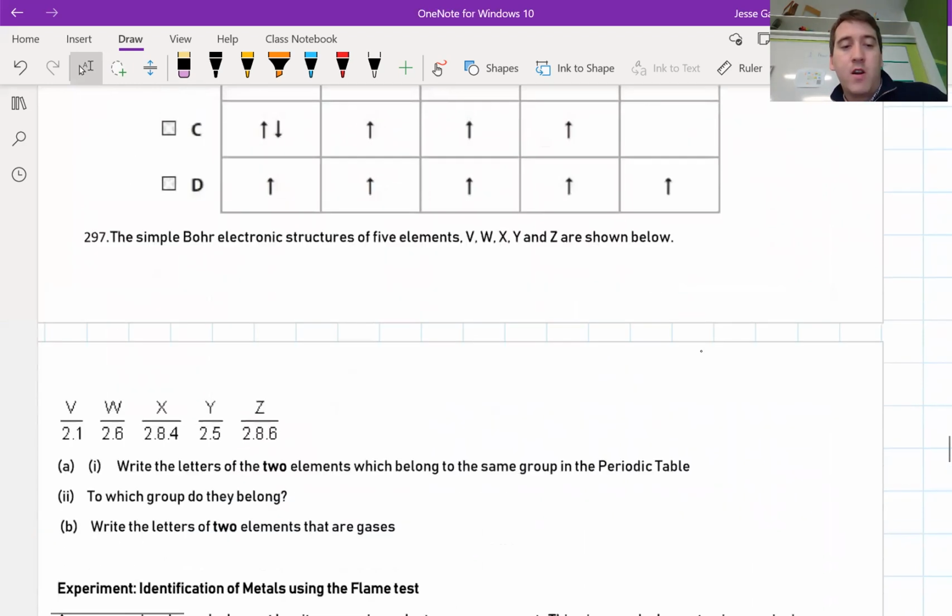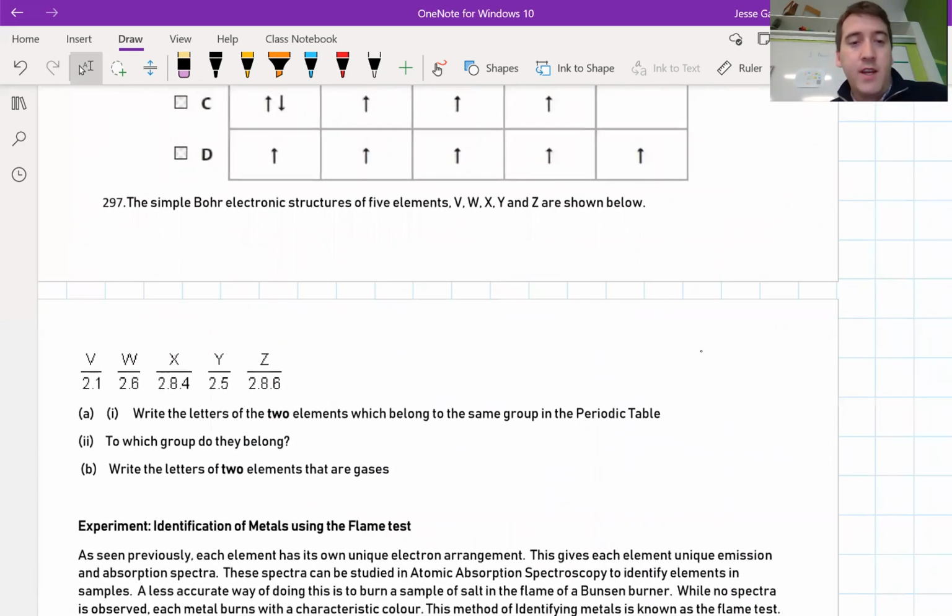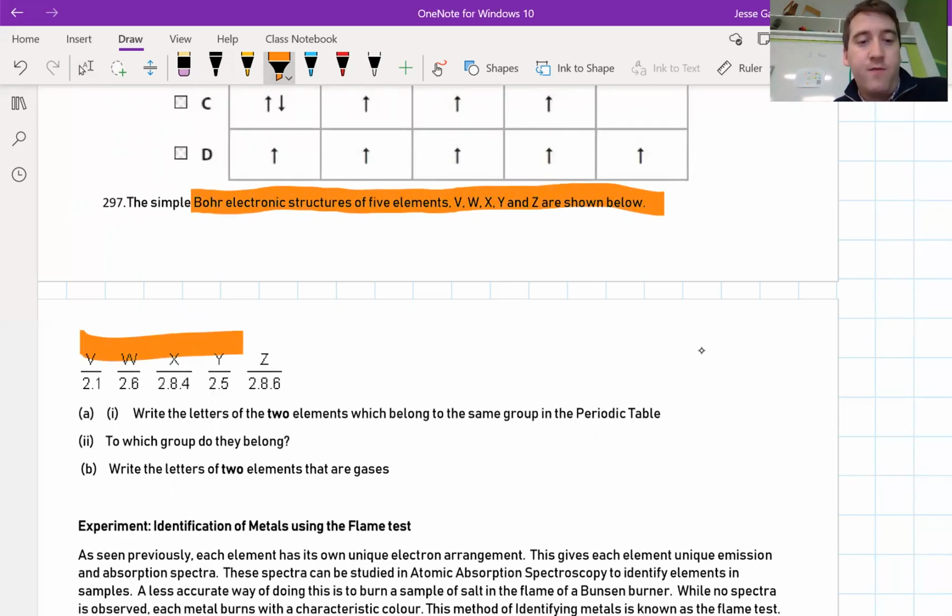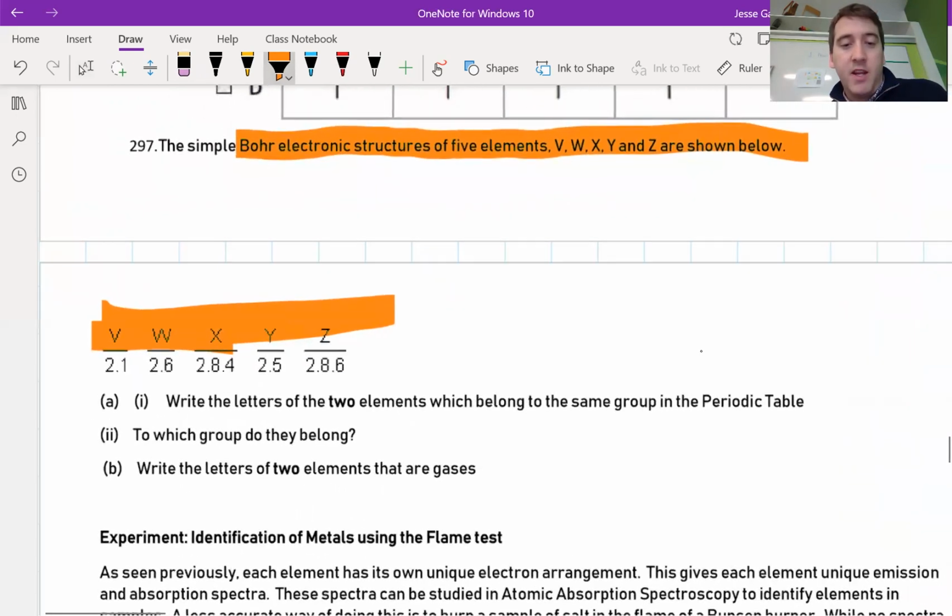Okay, and now we've got a couple of extra questions here. These are the Bohr electronic structures. This is when we were drawing Bohr atoms of these 5 different things. I don't think that needs any explanation. Pause the video and do those questions now.